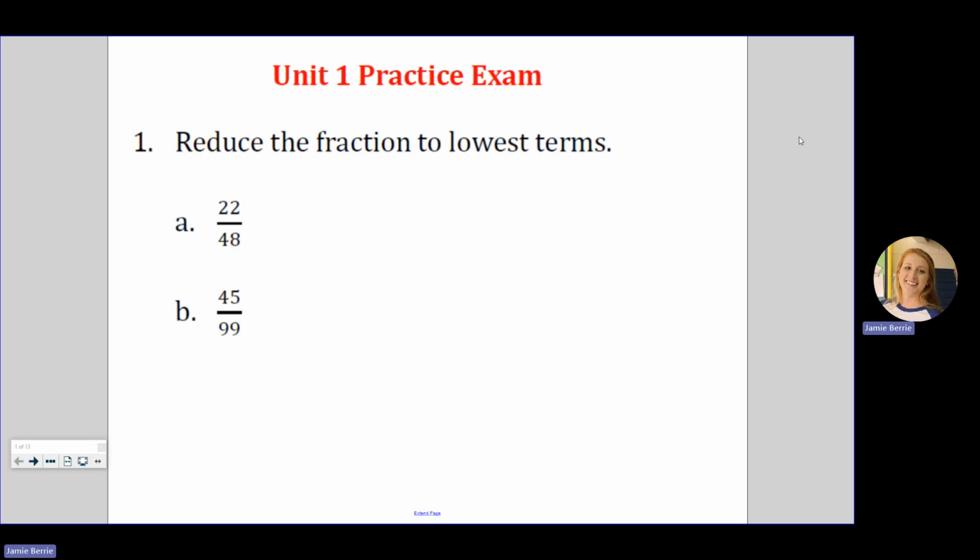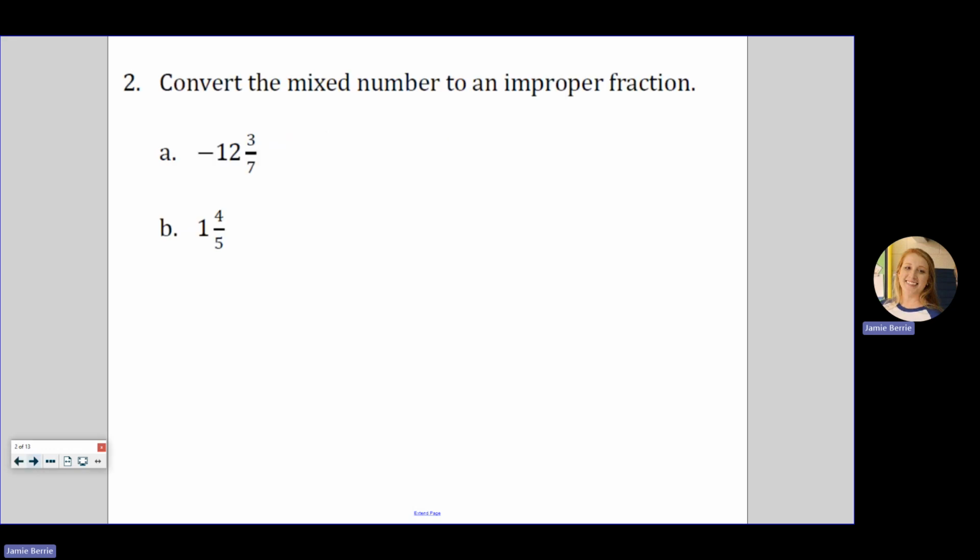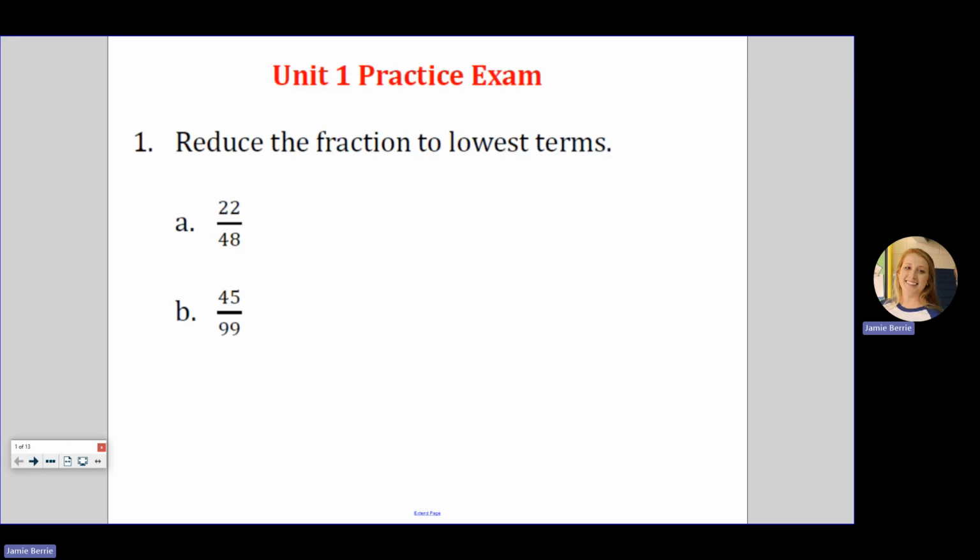The first question says reduce the fraction to lowest terms. Just wanted to remind you guys about the types of fractions while we're on this problem. What type of fraction would you call part A, 22 over 48? Proper fraction. Part B, what would you call that one? Proper fraction. What if it was flipped? It was 99 over 45. Improper fraction. On number 2, what are those called? Mixed numbers.